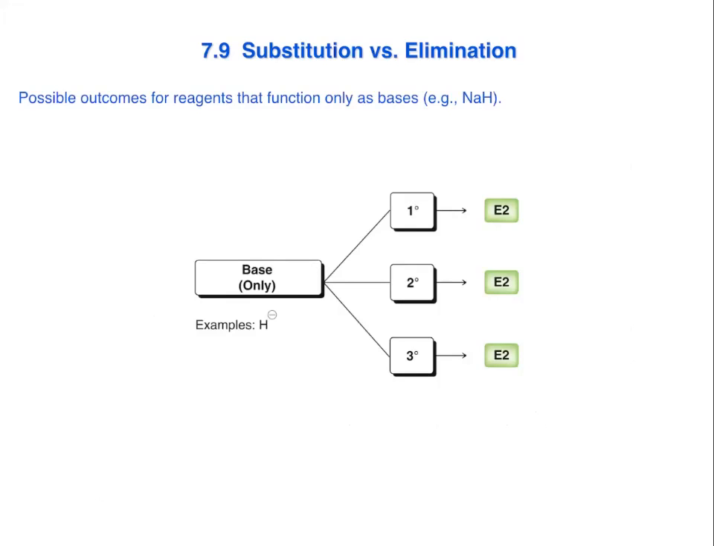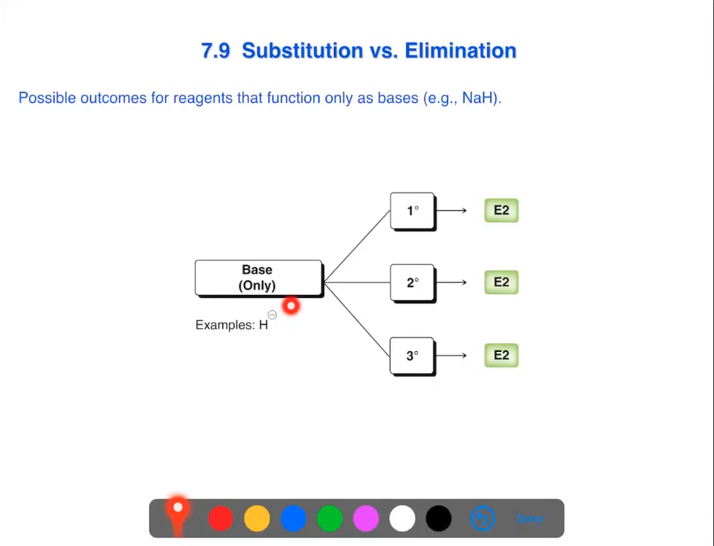If we look at the base-only category, there's only a single species that we're going to refer to in this course as a compound that only acts as a base, and that's sodium hydride. Sodium hydride produces the hydride ion in solution. Recall, anything attached to a sodium is going to be ionic in character and dissociate into the sodium cation and respective anion. The hydride ion only acts as a base due to its small size.